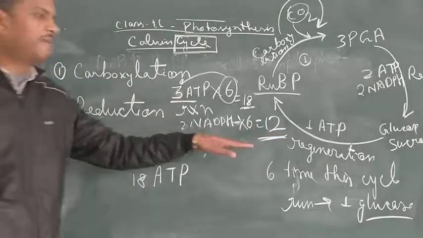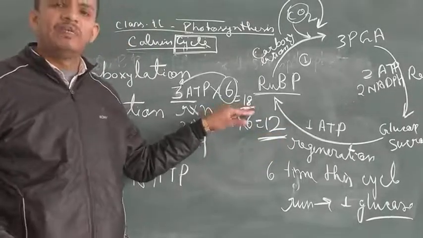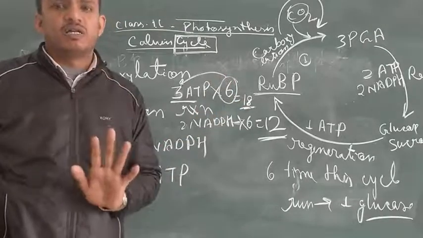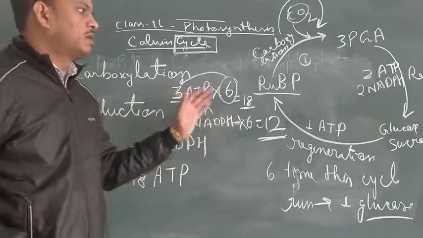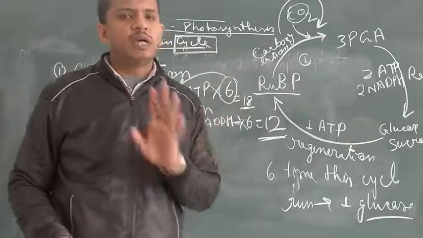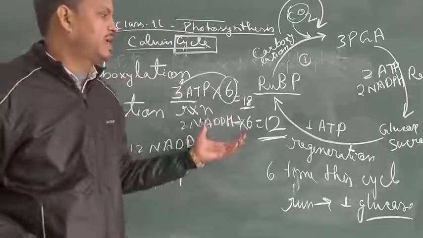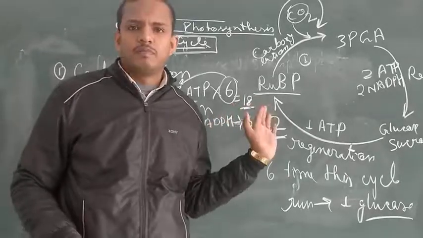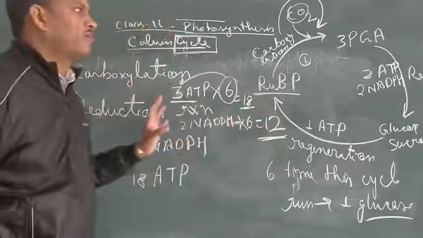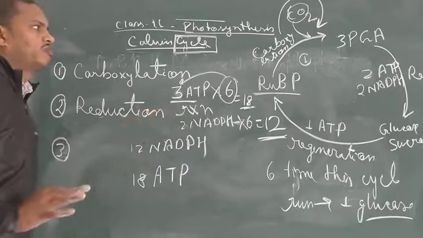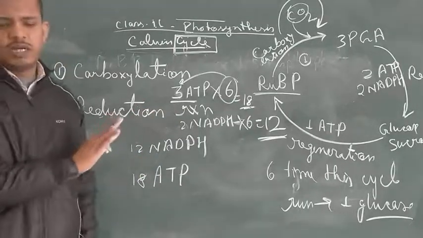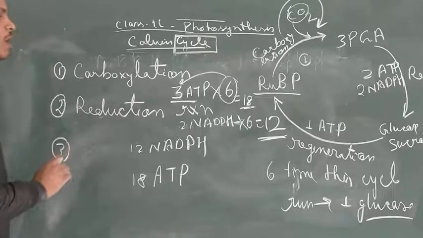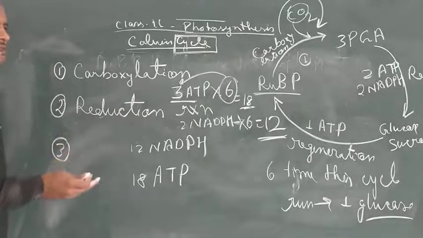So 12 NADPH and 18 ATP are used in a complete C3 cycle for 1 glucose molecule, and the byproducts are 18 ADP, 18 inorganic phosphate and 18 NADP plus molecules. So this is what a complete C3 cycle is. This is how the complete C3 cycle takes place. Hope you people understood. There are different types of enzymes there.